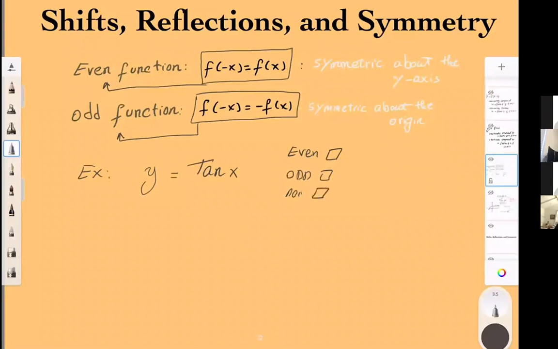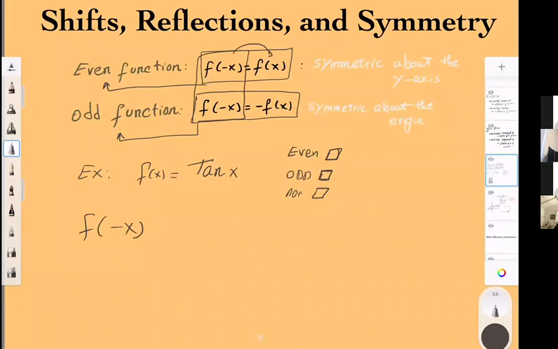So in order to say whether this is even, odd, or neither, we need to calculate f of negative x, correct? We calculate f of negative x. If f of negative x equals f of x, exactly the same as the original function, it will be even. If it's the negative of that, it will be odd. If it's none of them, it will be neither.